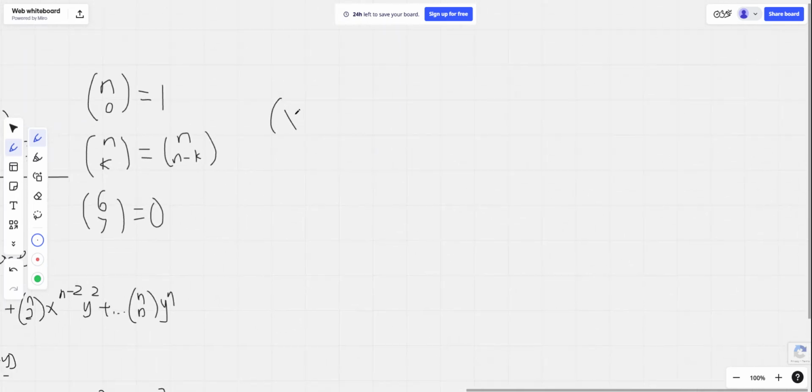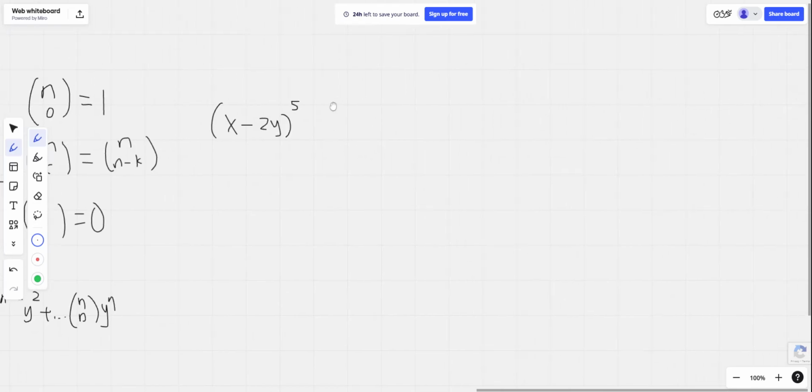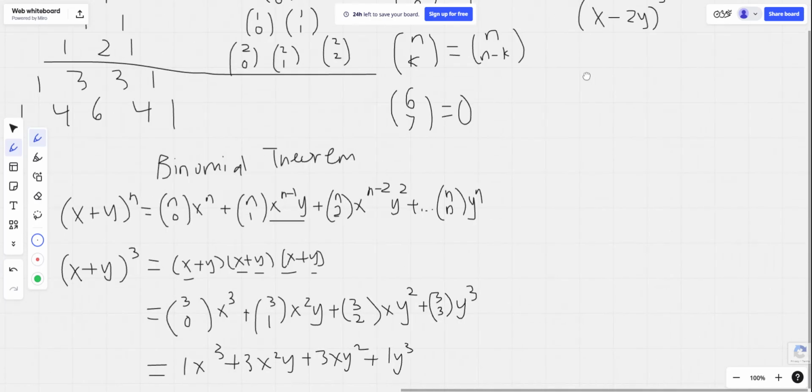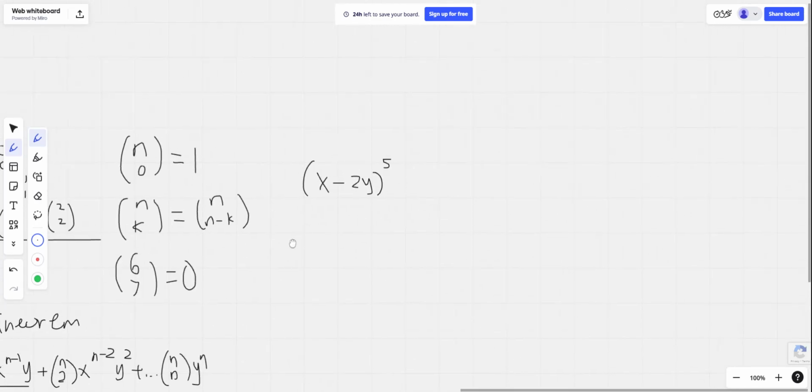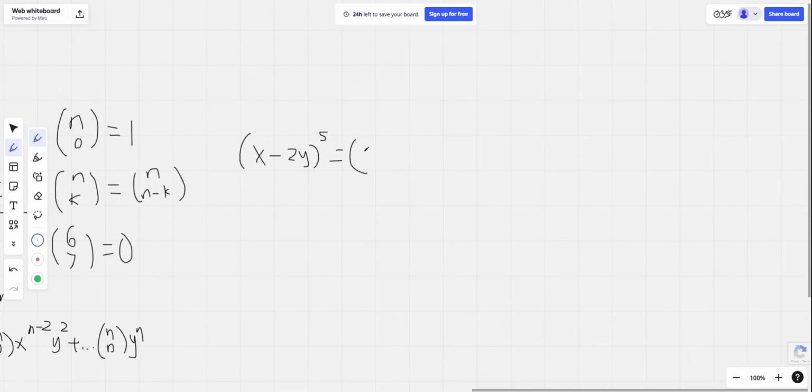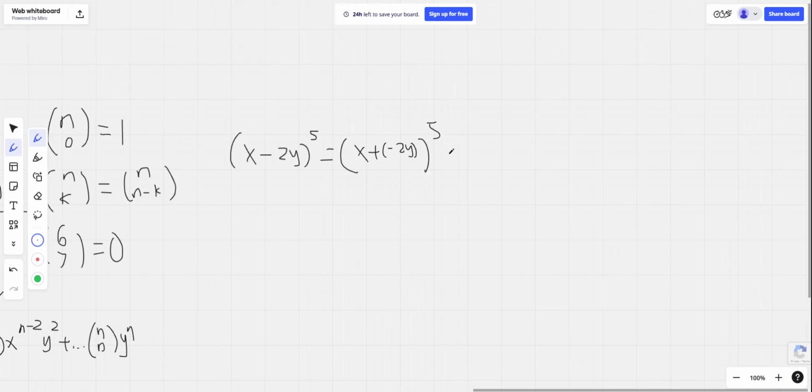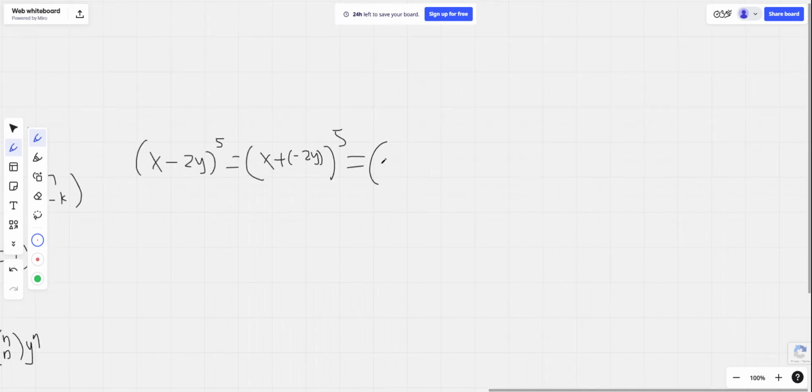So let's say you have x minus 2y, let's say, to the 5th power. Our theorem here uses x plus y, so let's change that up a little bit. x plus negative 2y to the 5th power. Now we write out our theorem.